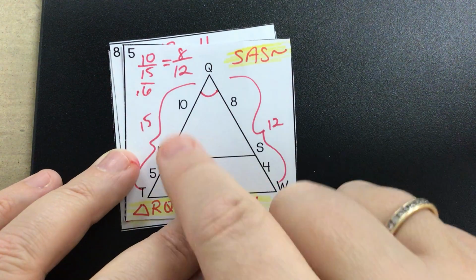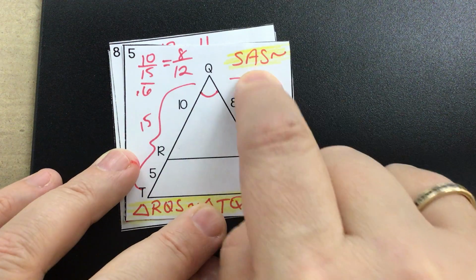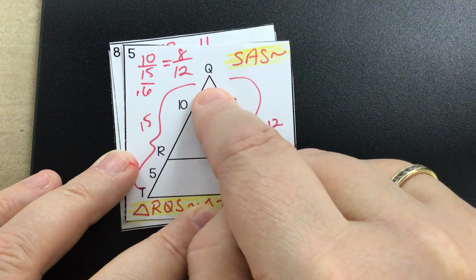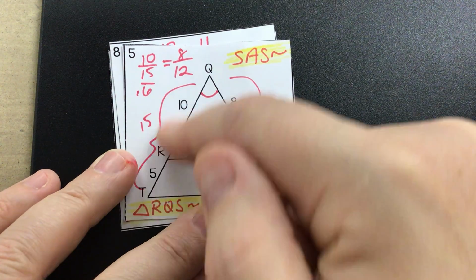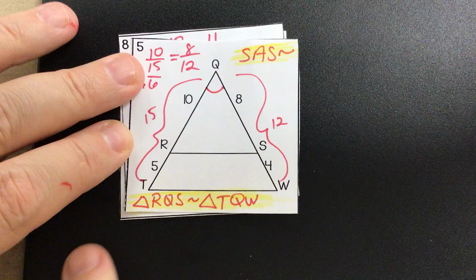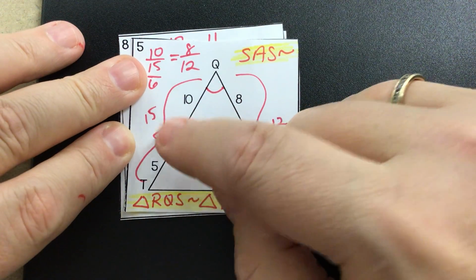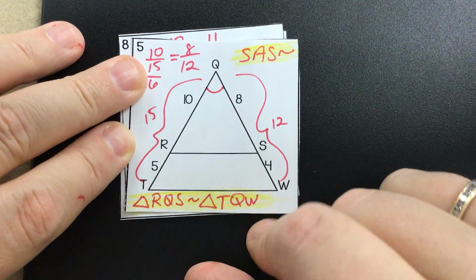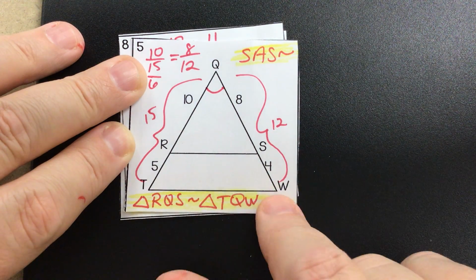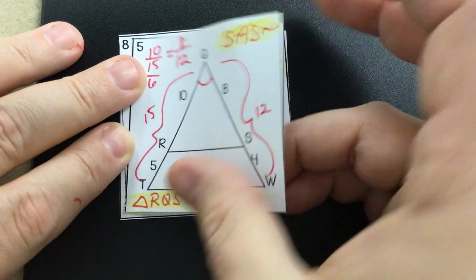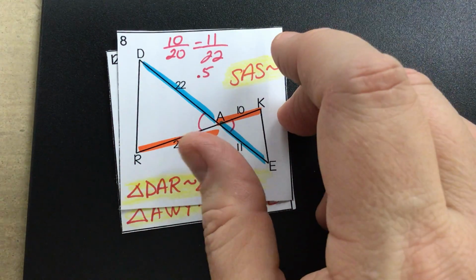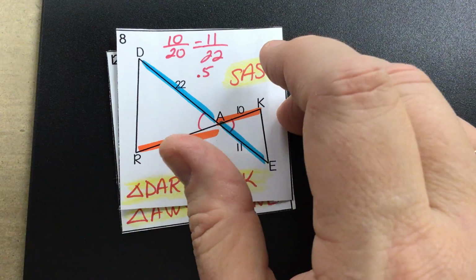That gives me these two triangles are similar by side, angle, side similarity. We have this side, the angle, and this side, or the big side, the angle, and the big side. So a similarity statement would be something like, for the little triangle, triangle RQS, and the big triangle, triangle TQW. And they are similar. So that is one of the cards you should have in the side angle side similarity envelope.